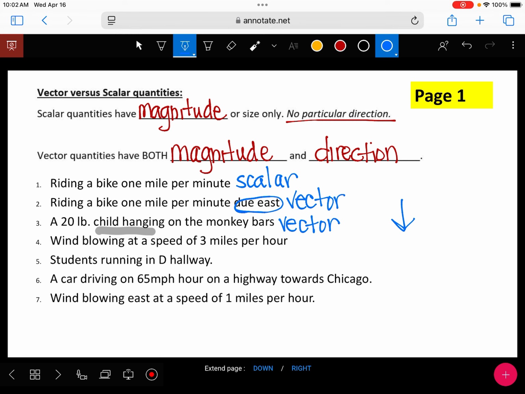Number 4, wind blowing at a speed of 3 miles per hour. So again, I don't know if the wind is blowing east or west, so that would be a scalar. Number 5, students running in the hallway. Take a guess. What do you think that would be? Well, I didn't say what direction they're running, so that would be a scalar.